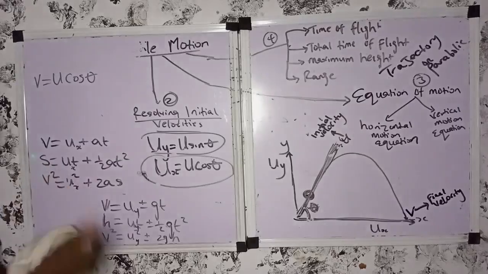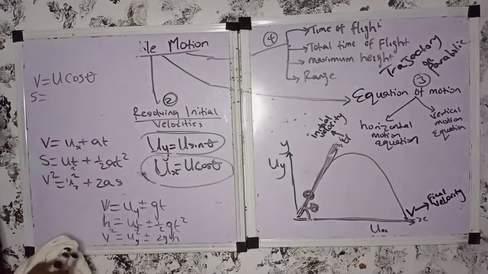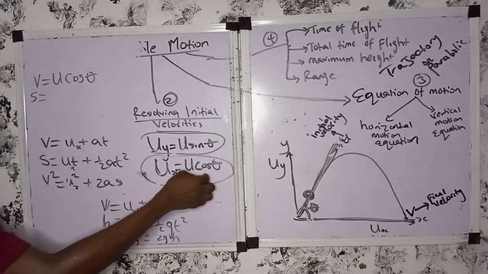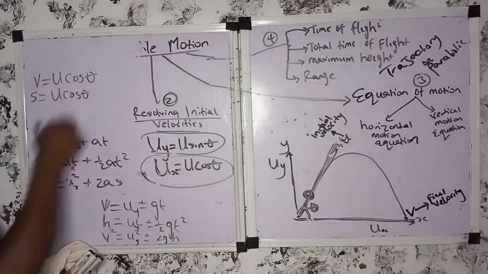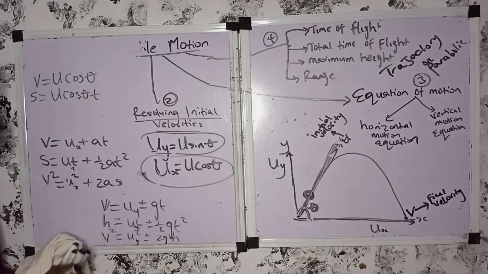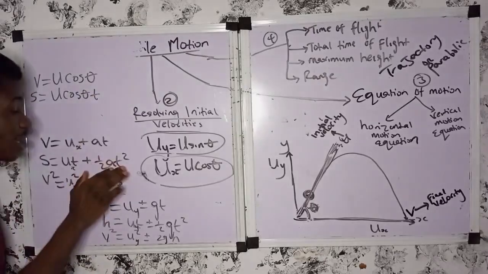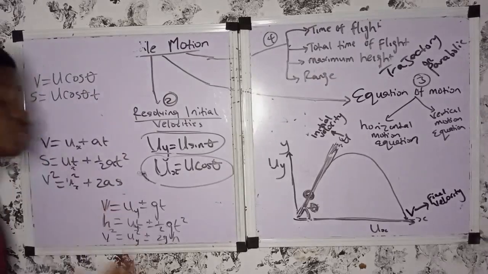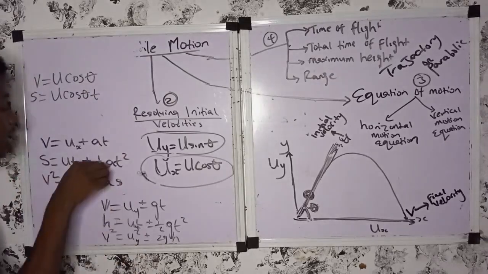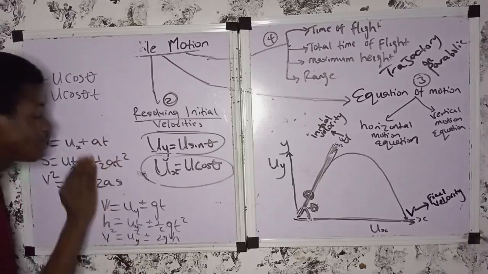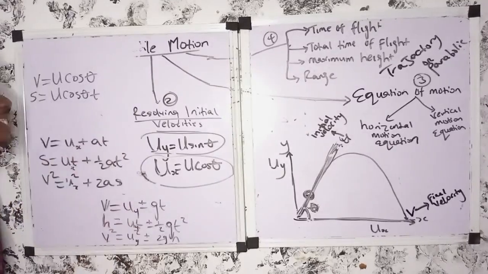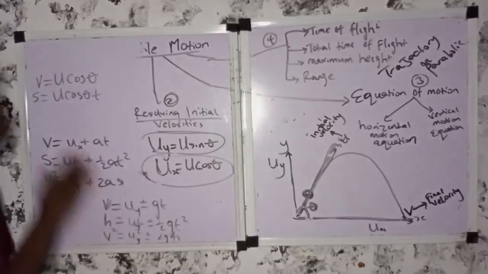Now let's continue to this other part. Now s equals to what? Remember, ux is equal to u cos theta, right? So now s is u cos theta times t. Remember, in horizontal motion in projectile, there is no acceleration, so acceleration is 0. So everything after 0 times t squared will be 0, and we'll be left with this.